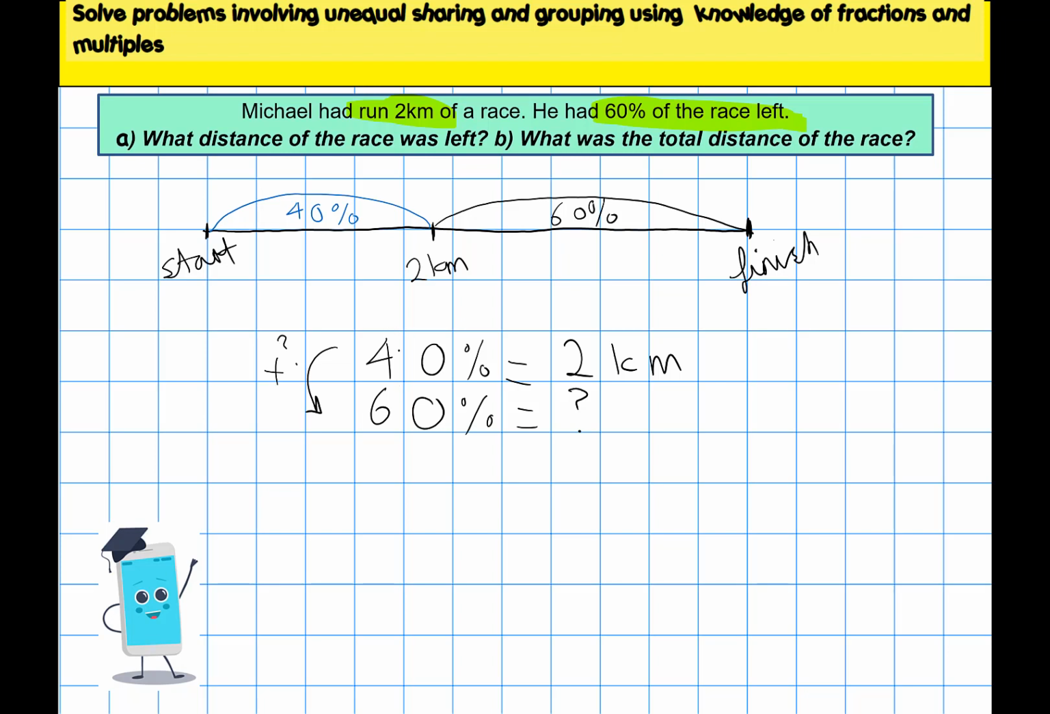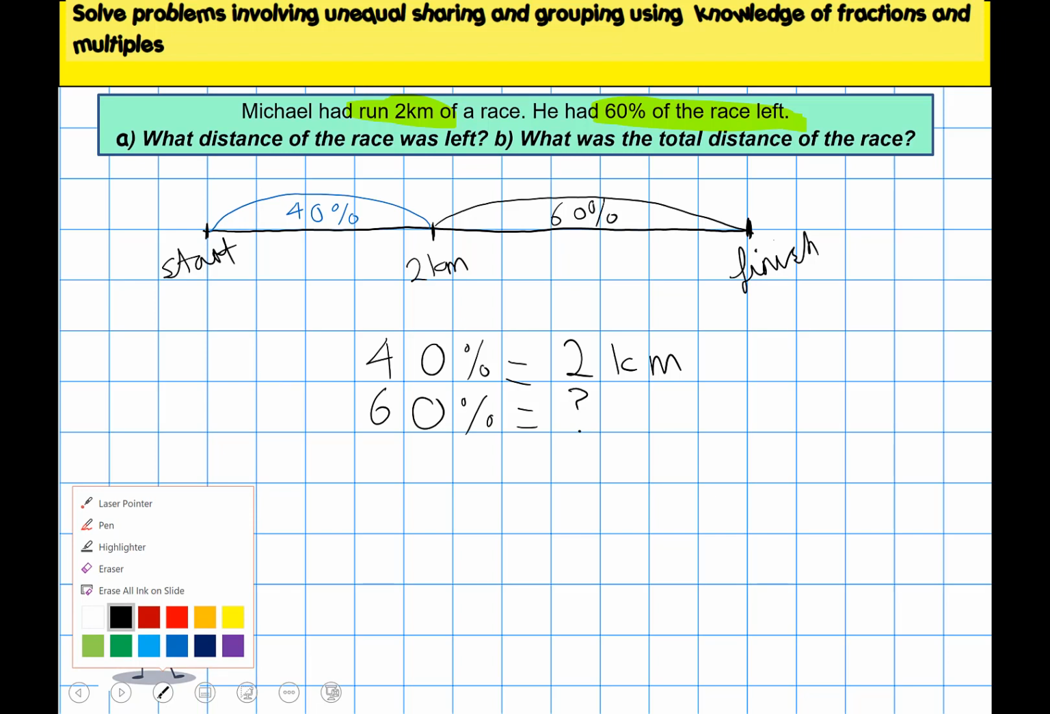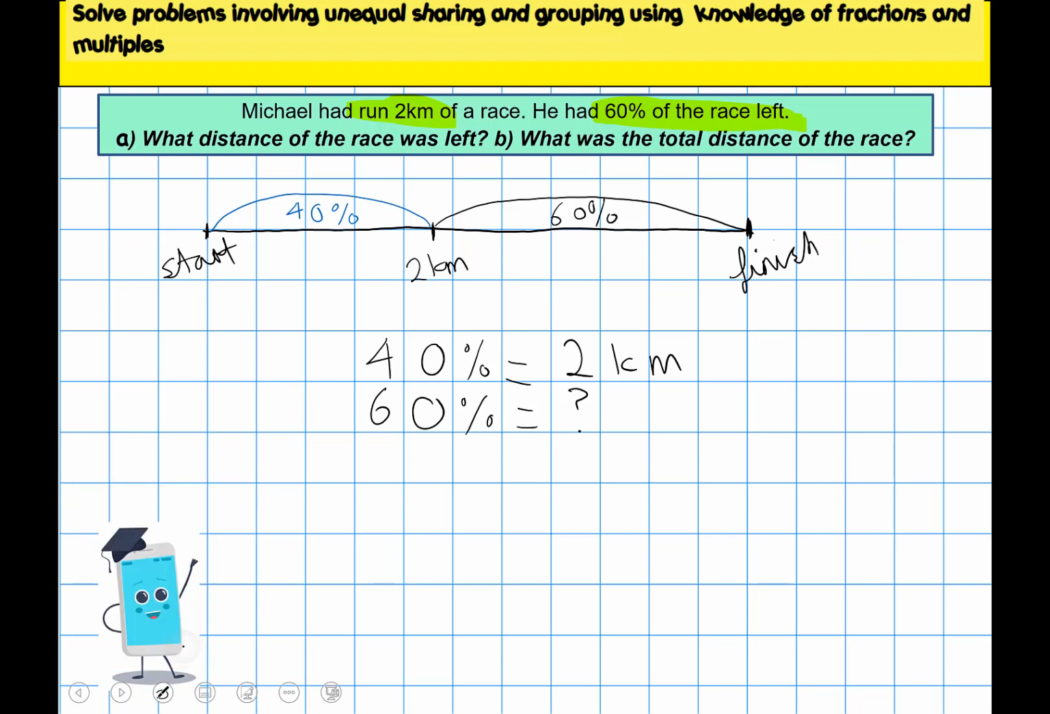Well, you may be able to spot how many times 40 goes into 60. If not, how about finding a common factor? So I'm going to make 40 go down, I'm going to find 20%. I'm going to halve my 40. Half of 40 is 20, half of 2 is 1. If I know that 40% is 2 kilometres, I know that 20% is 1 kilometre.